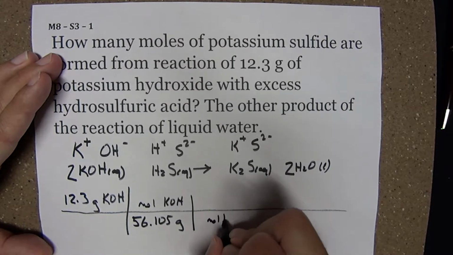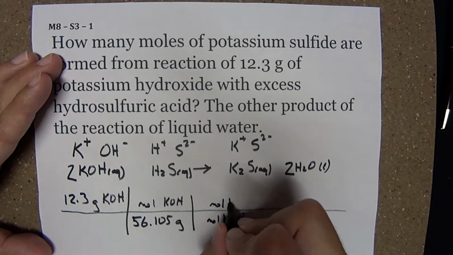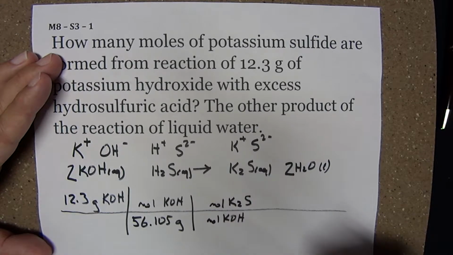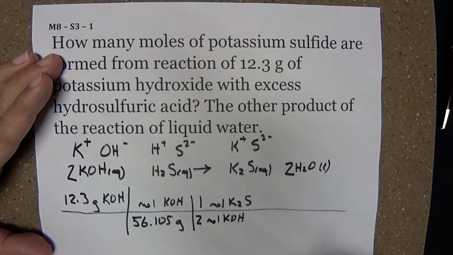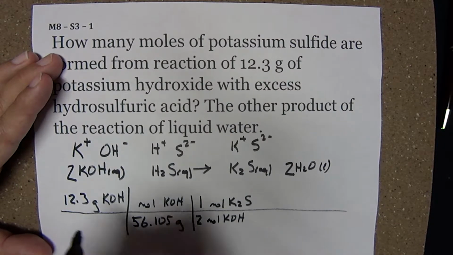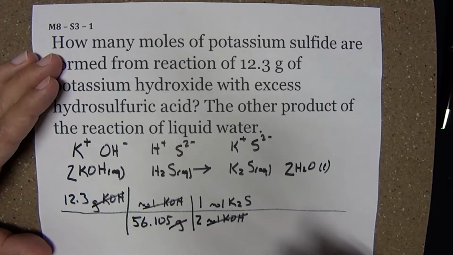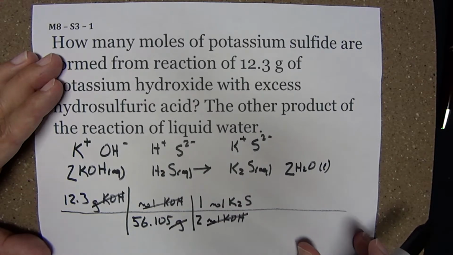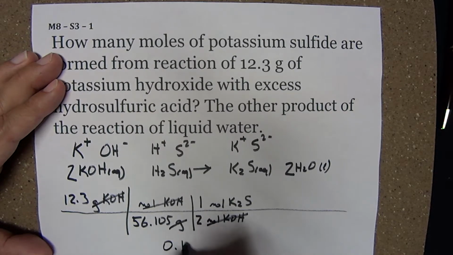I want to convert moles of potassium hydroxide to moles of potassium sulfide. 2 moles of potassium hydroxide are required to form 1 mole of potassium sulfide. Mass cancels mass, moles of potassium hydroxide cancel moles of potassium hydroxide. I'm left with my desired result, moles of potassium sulfide. I do that prescribed arithmetic and I get 0.110 moles. Let's try another one.